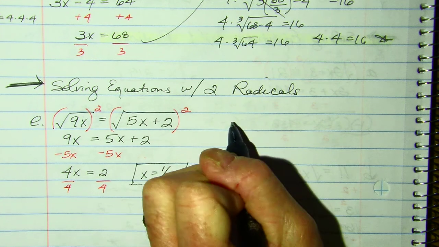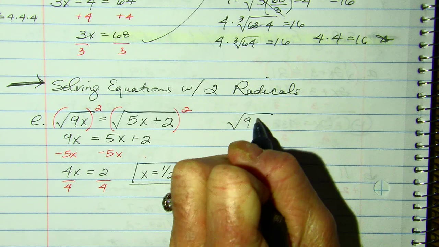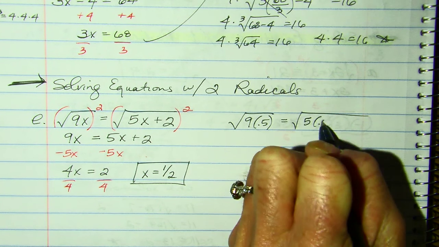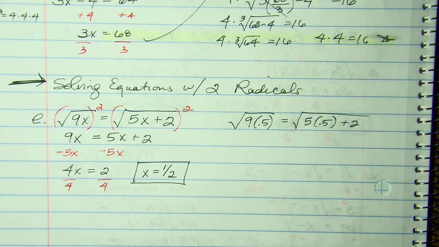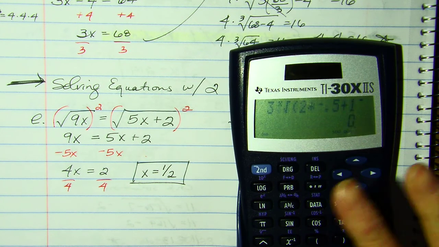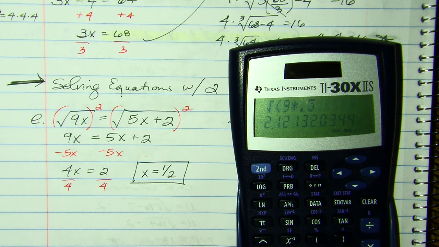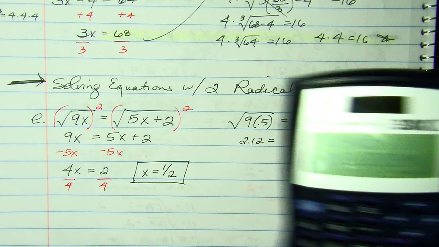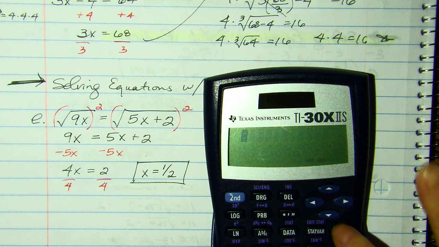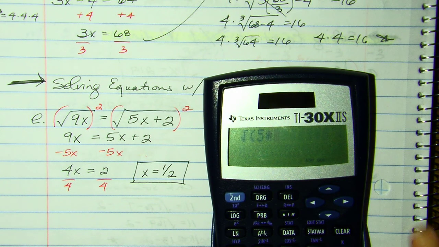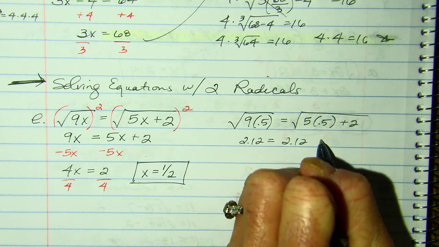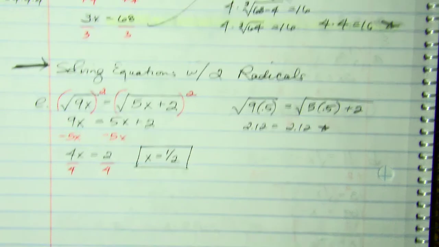Does the square root of 9 times 0.5 equal the square root of 5 times 0.5 plus 2? I'm going to simply enter it using my calculator. 9 times 0.5. Okay, this side gives me 2.12. Let's try the right side, square root of 5 times 0.5 plus 2. And I get the exact same decimal. So I know that my solution works.